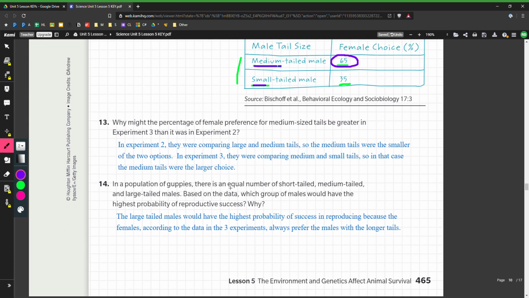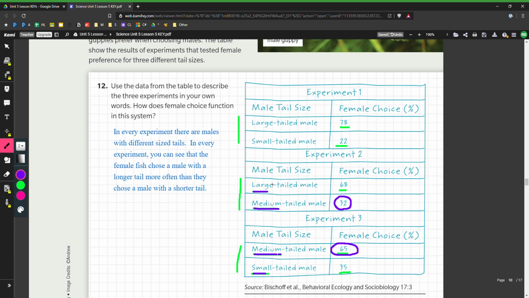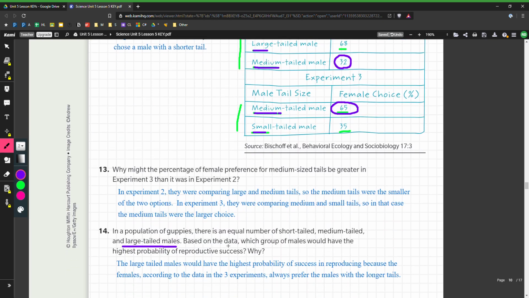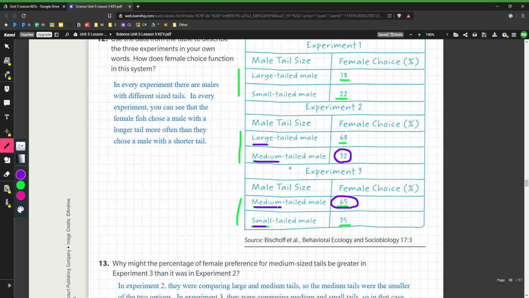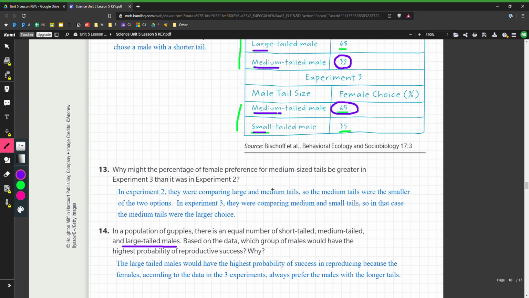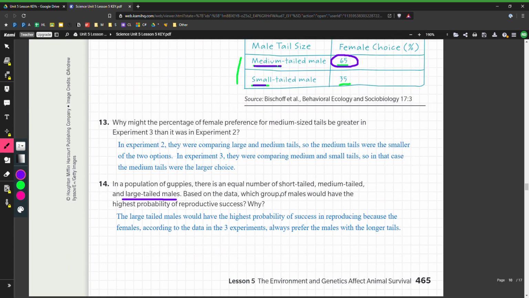And then in a population of guppies, is there an equal number of short-tailed, medium-tailed, and large-tailed males? It says there is an equal number. So, like 10, 10, 10, or 100, 100, 100, or whatever. Based on the data, which group of males would have the highest probability of reproductive success and why? So it would be the large-tailed males. The large-tailed males would have the most reproductive success because you can see how in all of these choices, no matter what experiment it was, the larger option out of the 2 won out. So in this case, you have all 3 of them present, but our data suggests that the females will more often pick the males with the longer tails. So they would do that.